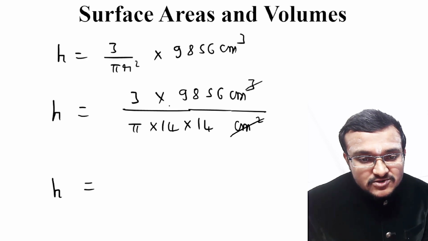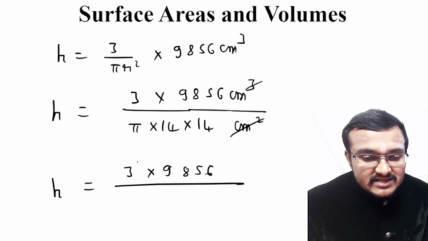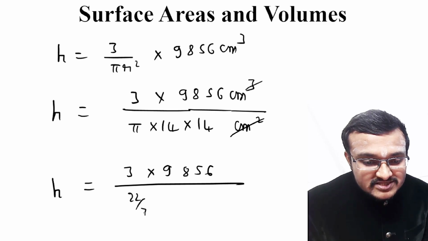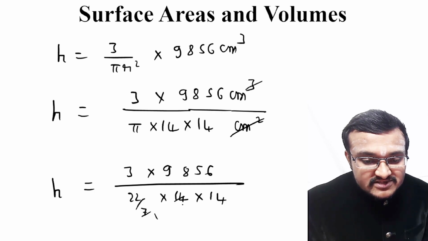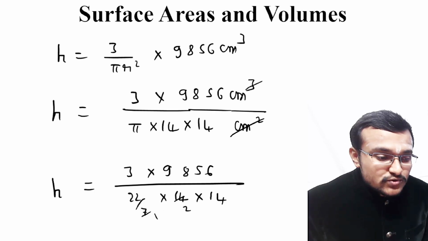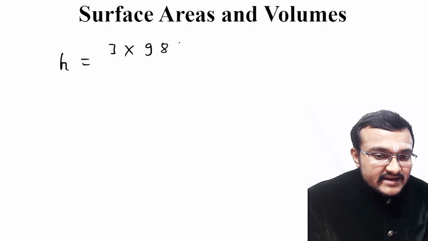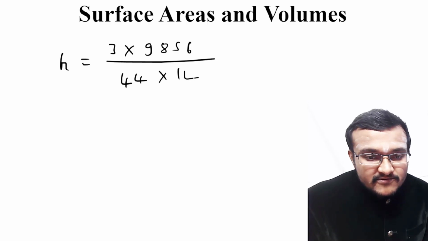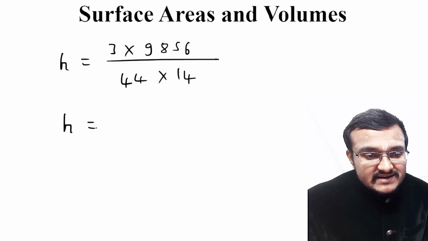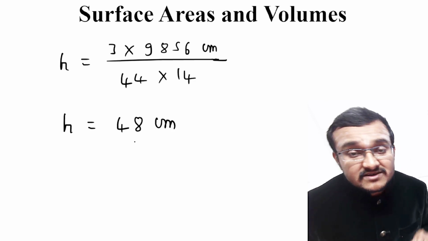So h is equal to 3 into 9856 divided by, in the place of pi I can write 22 by 7 into 14 into 14. So 7 ones are 7, 7 twos are 14. So 22 into 2 will be 44. So h is equal to 3 into 9856 divided by 22 into 2, which is 44, into 14. When you solve this, you will get the answer as 48 centimeter. Because centimeter was there in the numerator, 48 centimeter is the height.